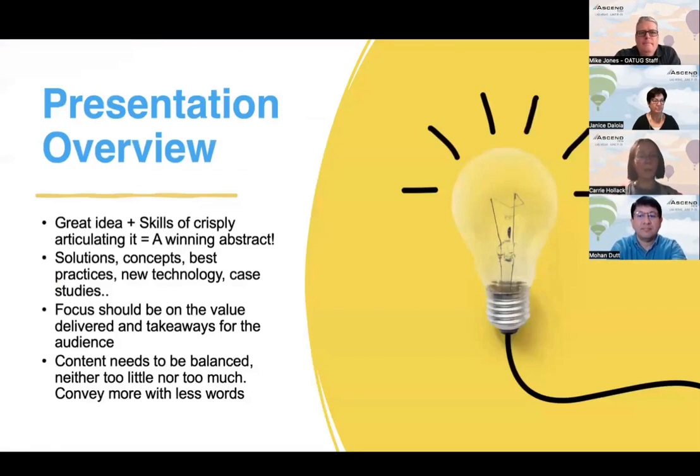And then the presentation overview. So again, take that great idea. I know you all have many great ideas. Come up with some of those great ideas and then articulate it so that it comes across to us. We're going to see what you've written, a winning abstract, right? We just want to make sure that all that excitement and knowledge that you have comes across as you're submitting it. Some examples: solutions, concepts, best practices, new technology, case studies, right?